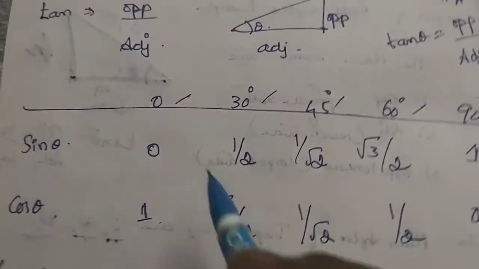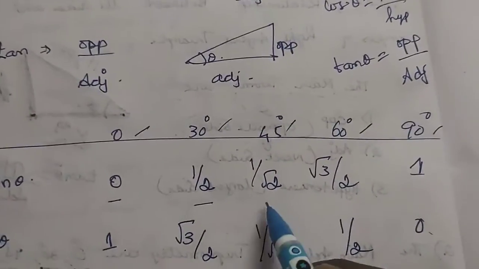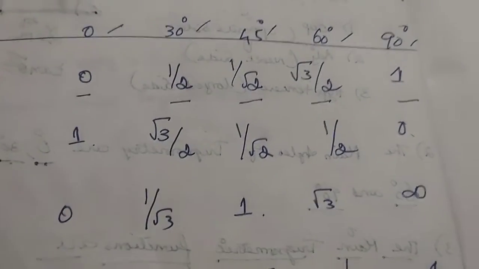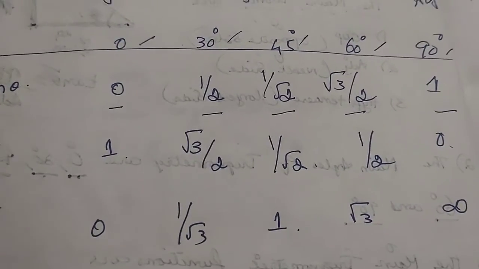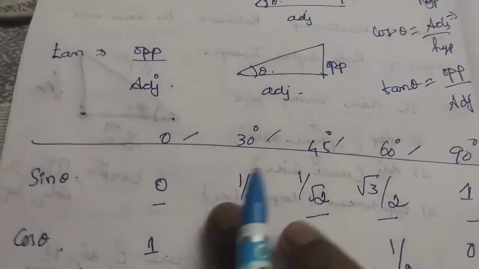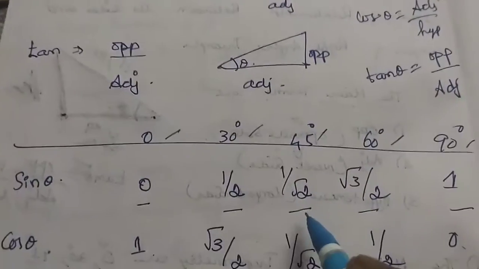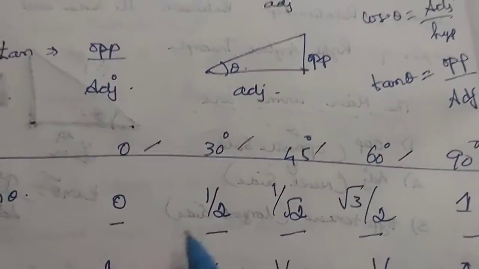Okay, the values are 0, 1 by 2, 1 by root 2, root 3 by 2, 1. That is ascending from 0 to 1. These are the values of sin theta for 0, 30 degree, 45 degree, 60 degree, 90 degree. We need to remember these values please. 0, 1 by 2, 1 by root 2, root 3 by 2, 1, that is ascending.